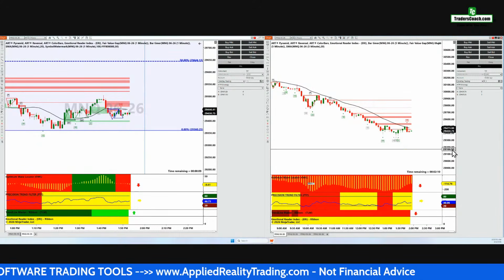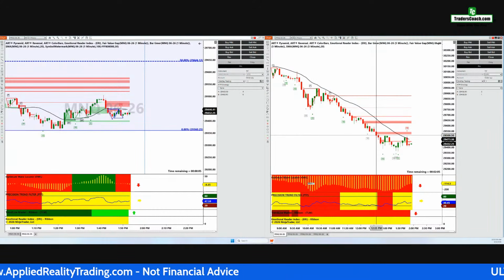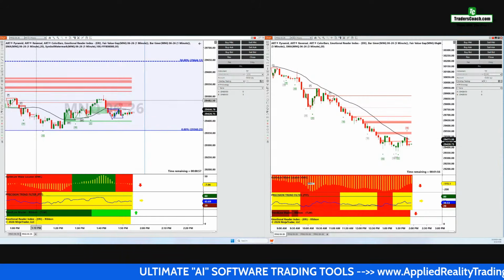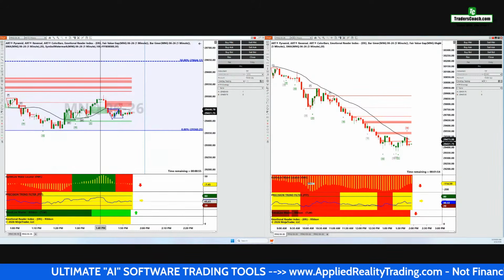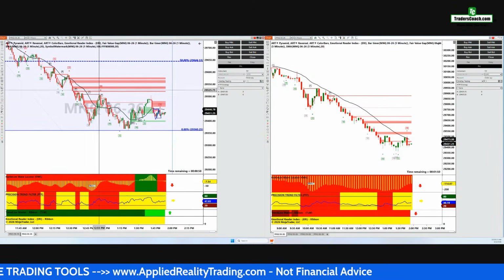We have not technically changed structure on the 5-minute. We're still technically bearish. And notice we did close here, but we didn't close above here. So that is kind of interesting, and we didn't get above this major structure here.